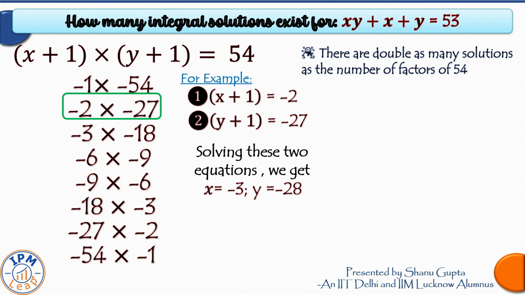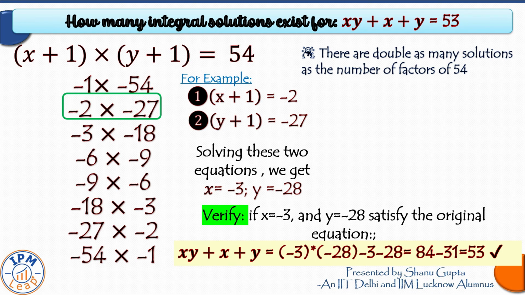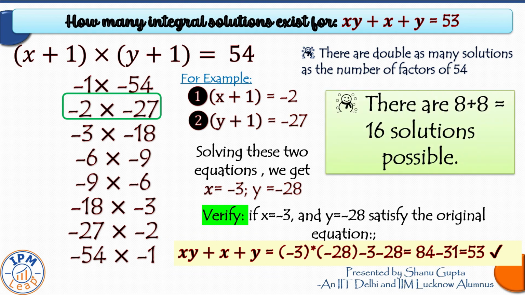Let's verify. Solving these two equations, we get x is equal to minus 3, y is equal to minus 28, and putting them back in the original equation, minus 3 into minus 28, minus 3 minus 28 is equal to 84 minus 31, which is indeed equal to 53. So that proves the point that this equation has double as many integral solutions as the number of factors.